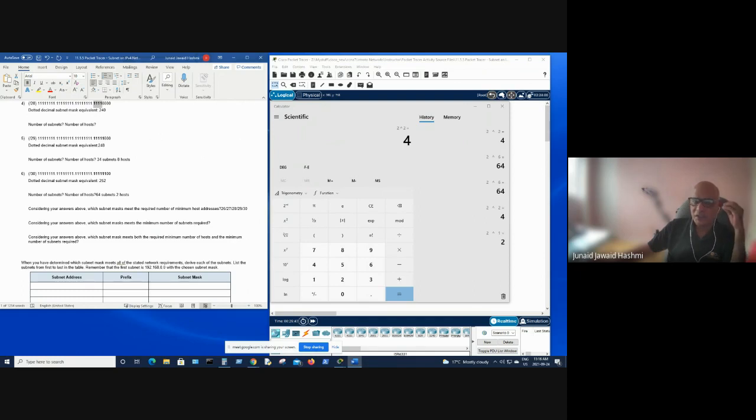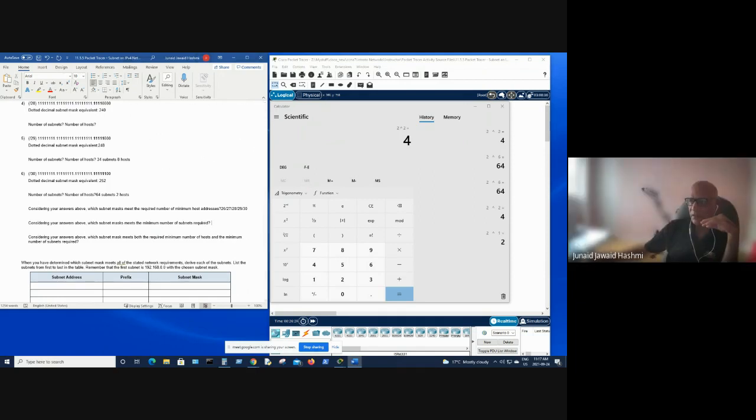So considering your answer, which subnet mask meets the minimum requirement for the number of subnets required? You require at least 50 hosts in each network. How many bits will give you 50 hosts? Since it looks like Jean is the only one paying attention, Jean, how many bits are required to come up with 50 hosts? I don't know exactly.